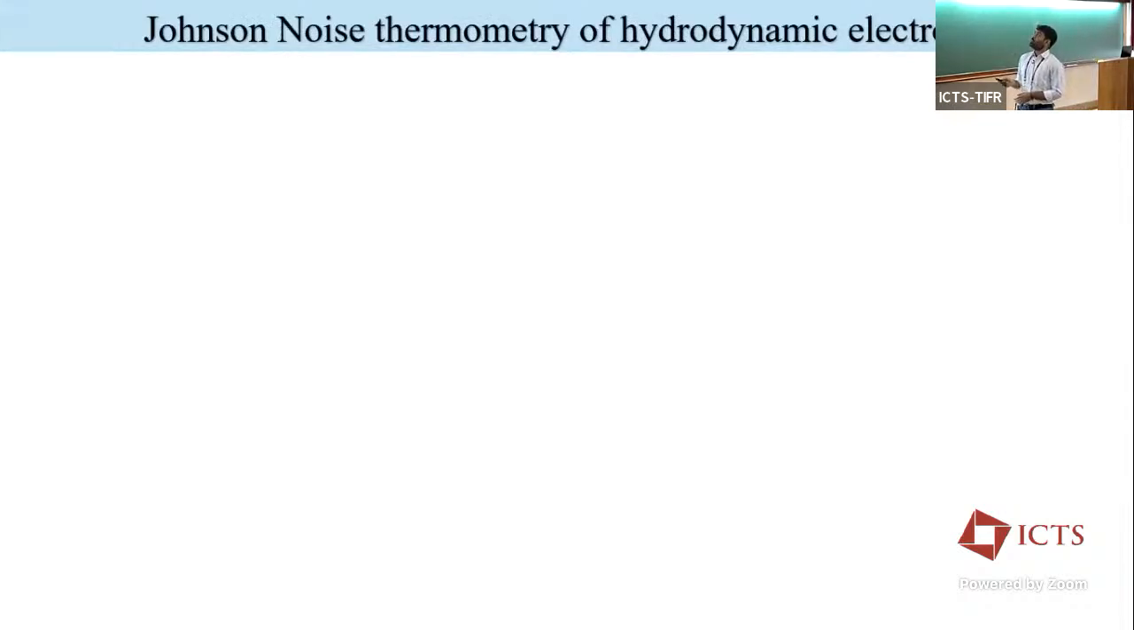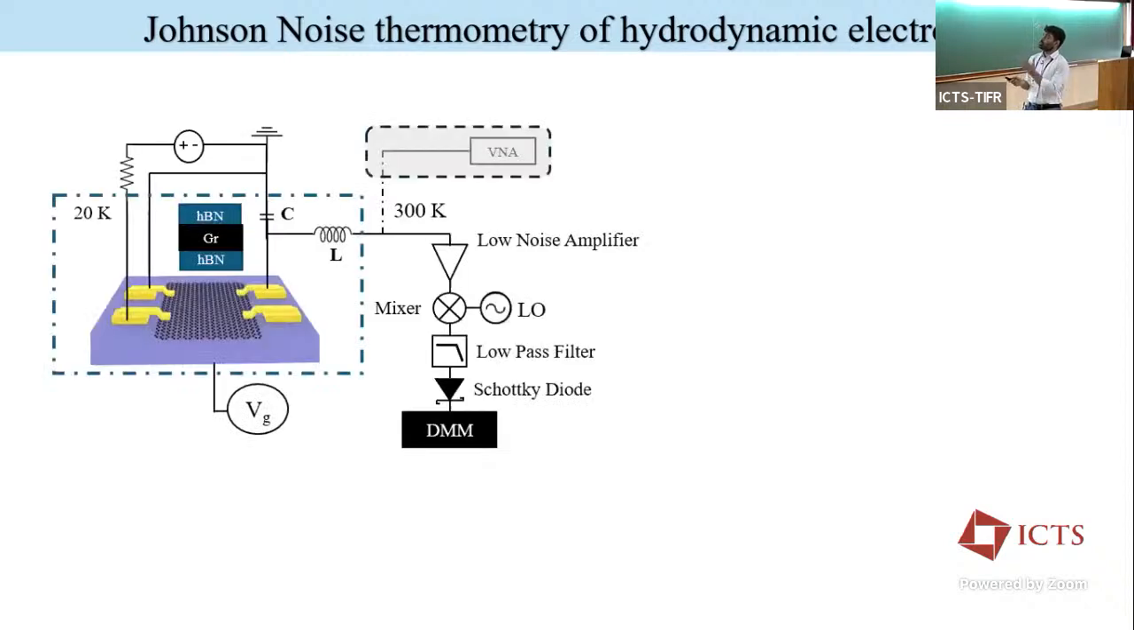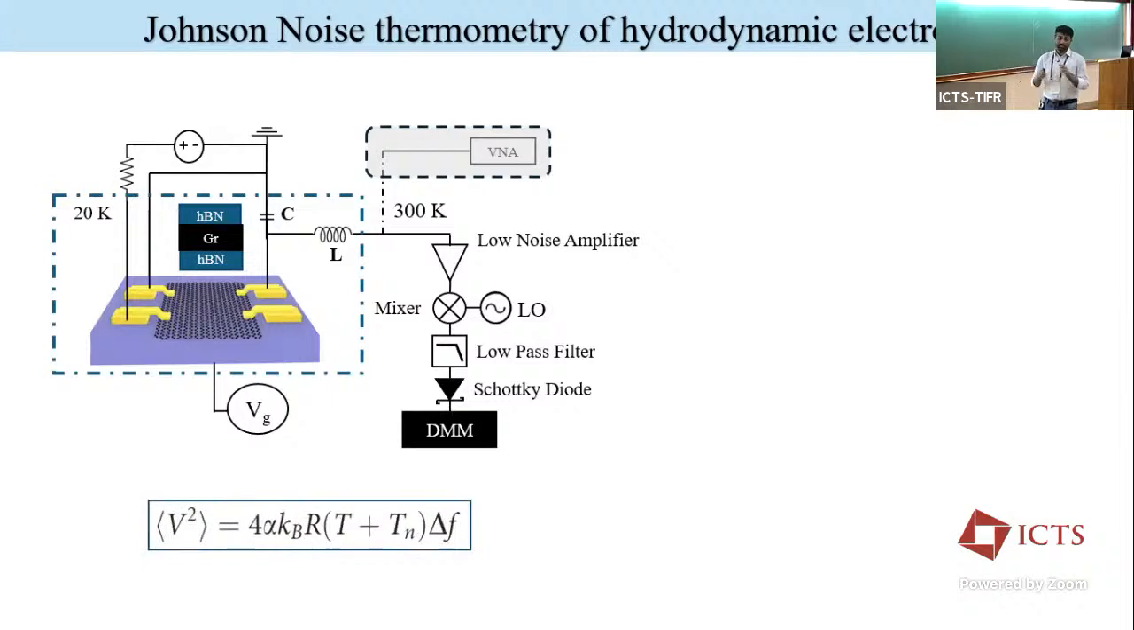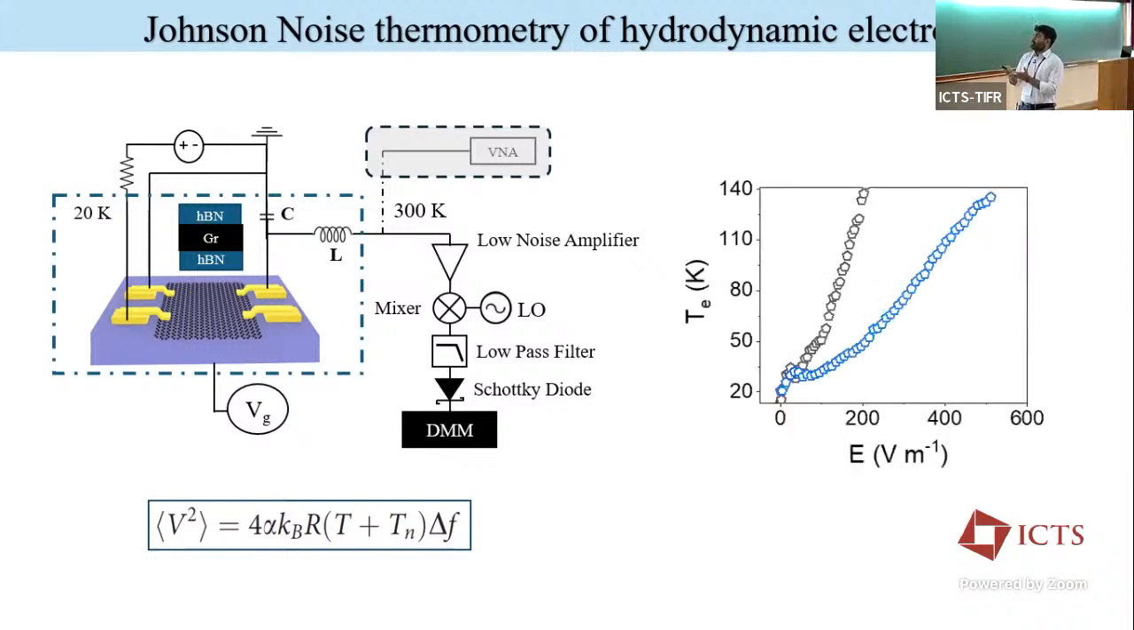Now, I hope that I have been able to successfully convince you that we have a fluidic flow in our system. We go into the thermal transport, where we do Johnson noise thermometry. I'm not going into details, but we just measure the Johnson noise in the system and we try to calculate the electronic temperature. So we apply an electric field and we measure the temperature, and we see that the temperature scales linearly with electric field, but the slope is inversely proportional to the square root of the Lorentz number.